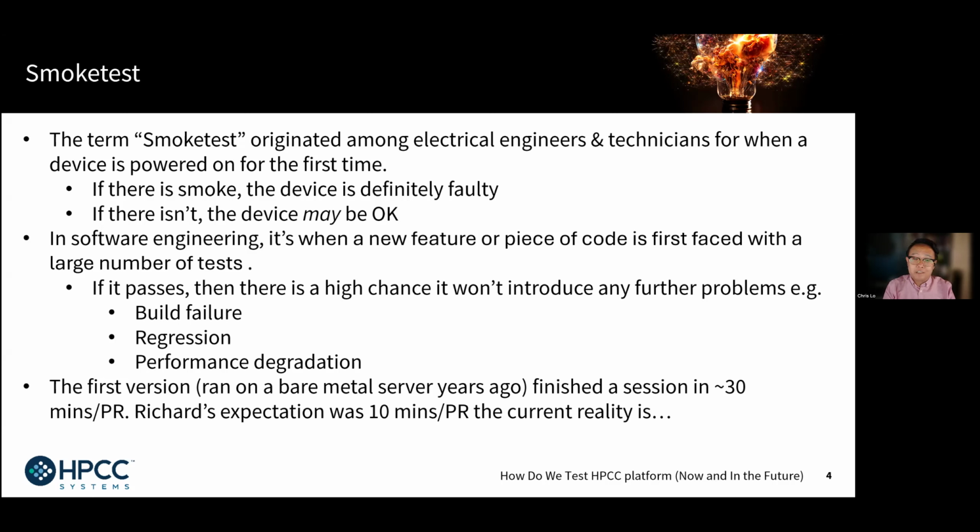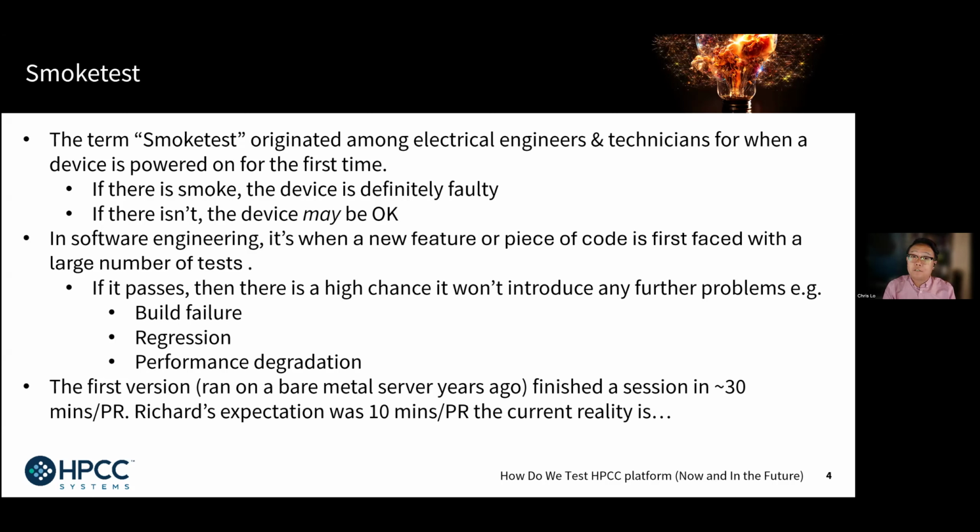In software engineering, the smoke test is when a new feature or piece of code is first faced with a large number of tests, like the regression suite. The smoke test itself helps offload an immense amount of testing for developers. If code makes it past the smoke test and the regression test, well, there's a good chance that there aren't any major or glaring issues. And if we check the execution times, we can be sure that there aren't any performance degradations as well.